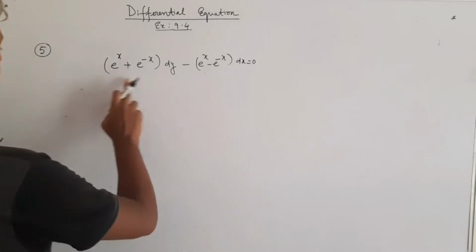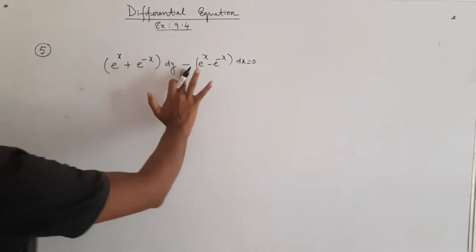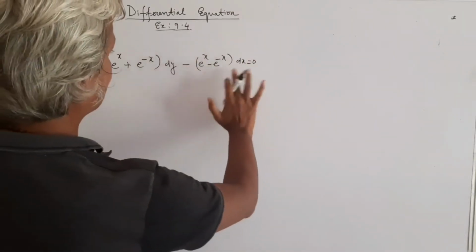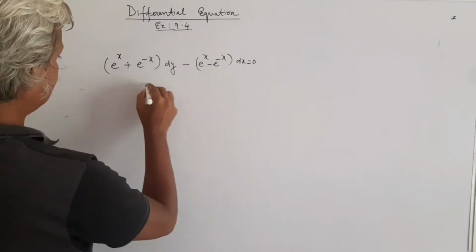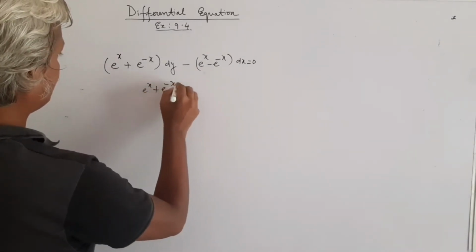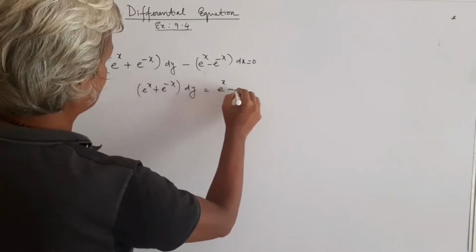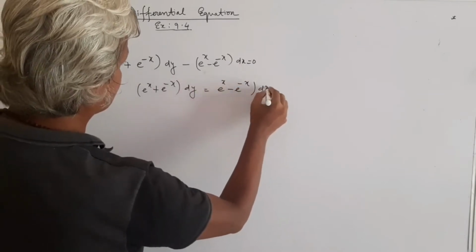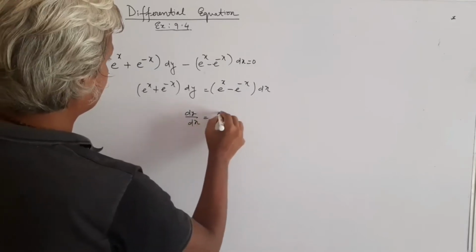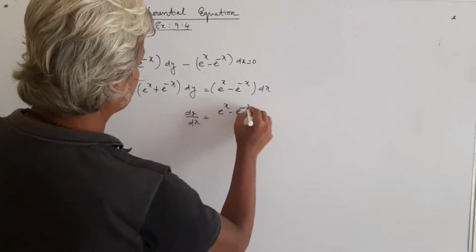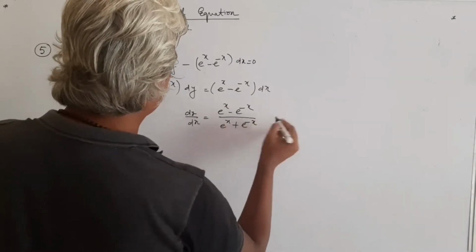So here I have already written the question, that is (e to the power x plus e to the power minus x) dy minus (e to the power x minus e to the power minus x) dx is 0. Now I write this as (e to the power x plus e to the power minus x) dy equals (e to the power x minus e to the power minus x) dx. Then I write here dy over dx is (e to the power x minus e to the power minus x) over (e to the power x plus e to the power minus x).